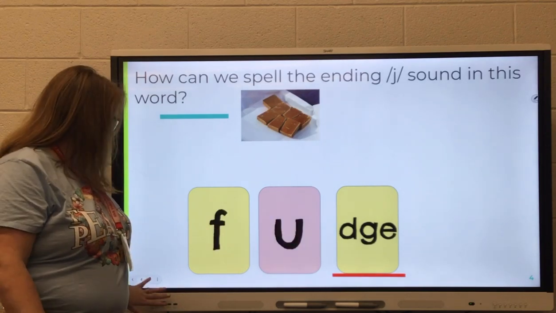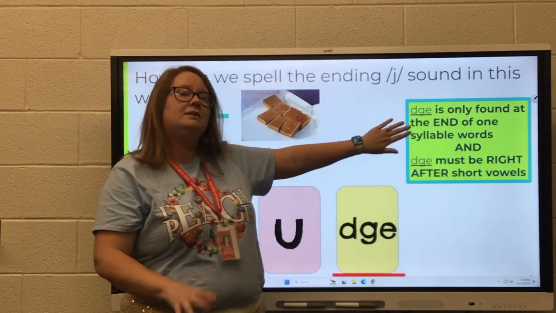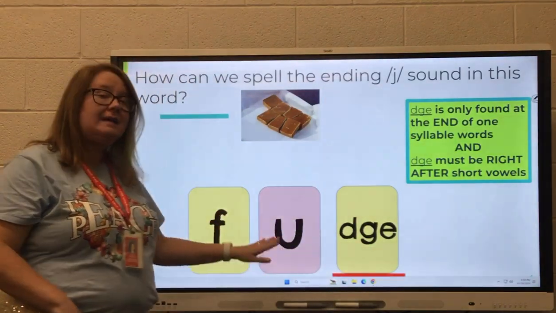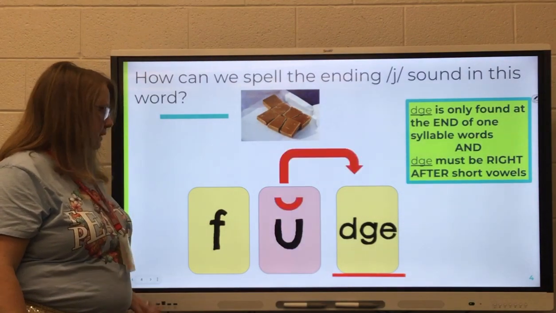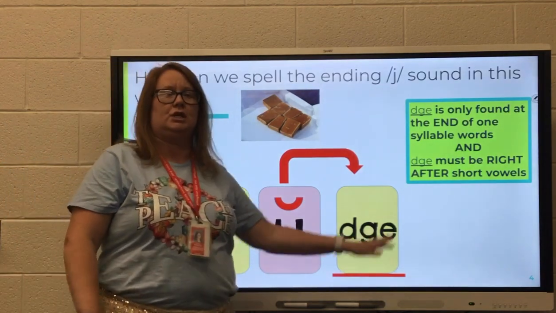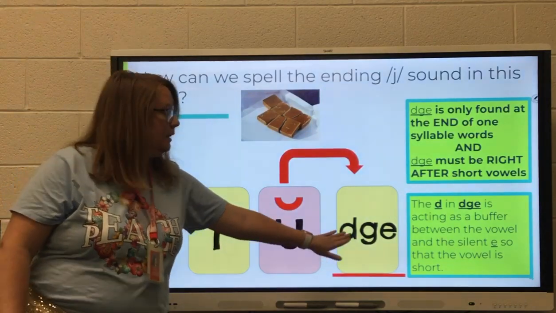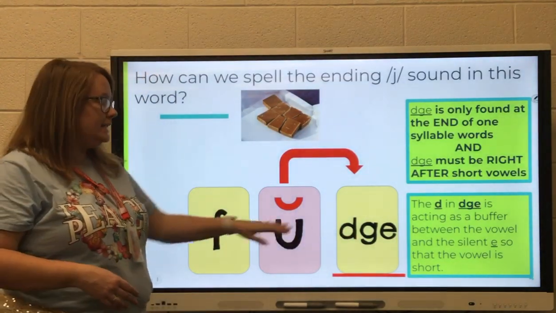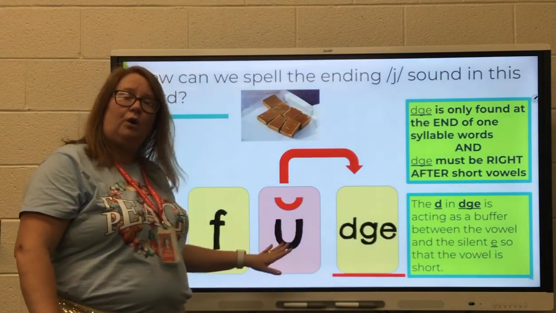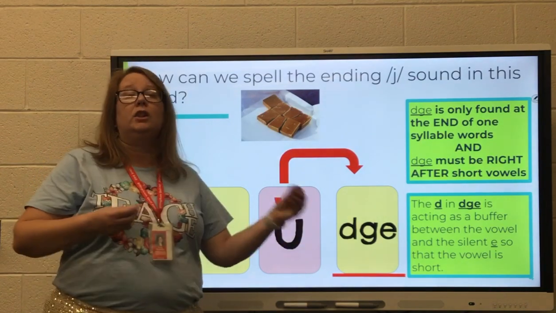D-G-E. And it's a D-G-E because D-G-E is only found at the end of a one-syllable word, and D-G-E must be right after a short vowel. Here's my sound. Since this is a short vowel, we're spelling it D-G-E. The D is acting as a buffer. It needs to be there to add an extra letter in between our silent E and our vowel. Without that D, our vowel sound would end up being a long vowel.